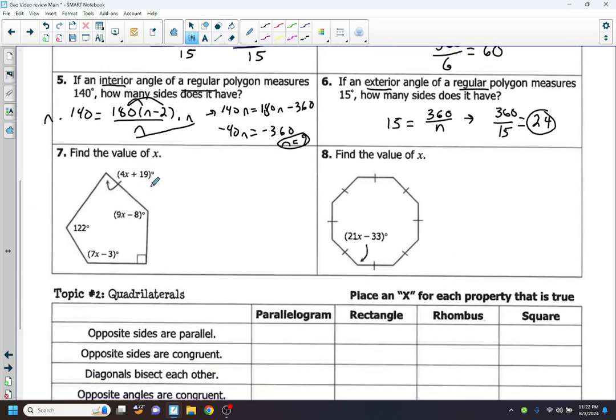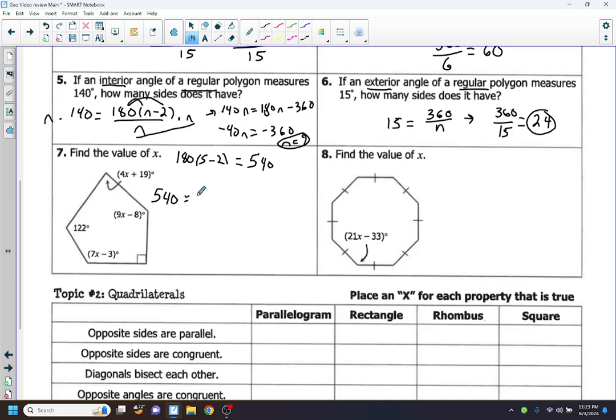To find the value of x, what we're going to do is we need to figure out what these all add up to. To figure out what they all add to, we use the equations we were using earlier. So 180 times 5 minus 2, because it's 5-sided. So I know the total should be 180 times 3, 540. Once I figure out the total is 540, then I do 540 equals, and I'm going to add each angle I see.